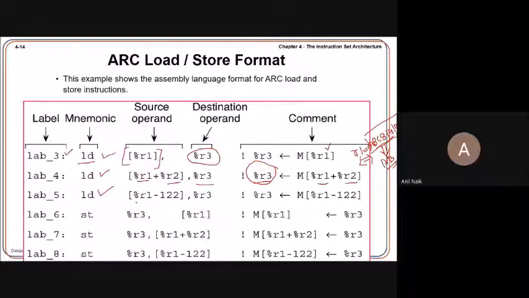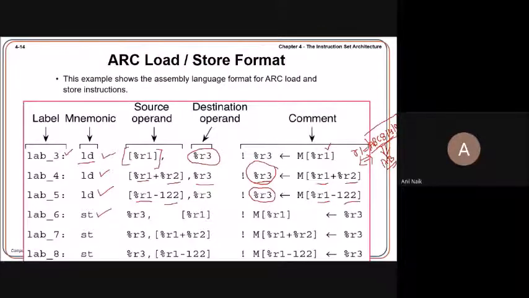So in the third case, what happened? There is a register and a constant value. So here the content of memory location that is specified by the R1 register minus this constant value, okay, and that we are loading into the R3 register. So this is the load instruction.